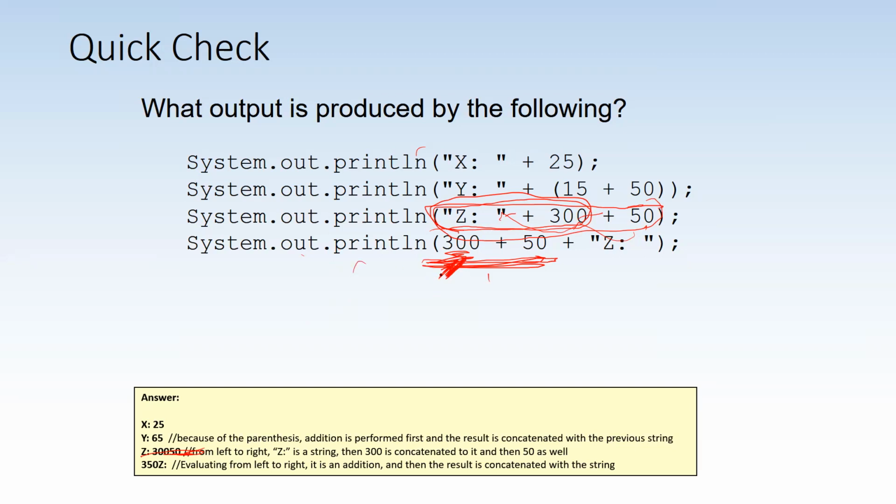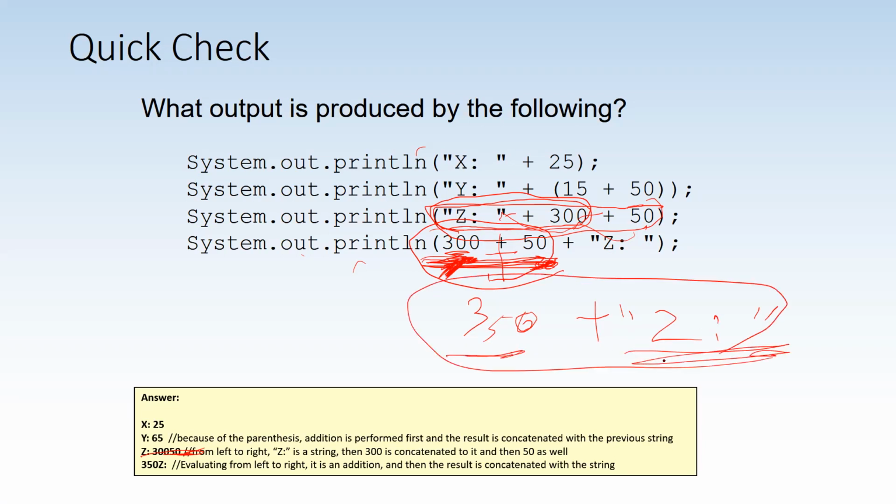So when you evaluate this, you look at this. Is this a string? No, it's a number. Okay, plus, is this a string? No, a number. So they will be added together. That will give you 350, right? And then now you have 350 plus Z. Is this a string? No, it's a number, but is this a string? Yes. So it will perform string concatenation. And that is the output there.